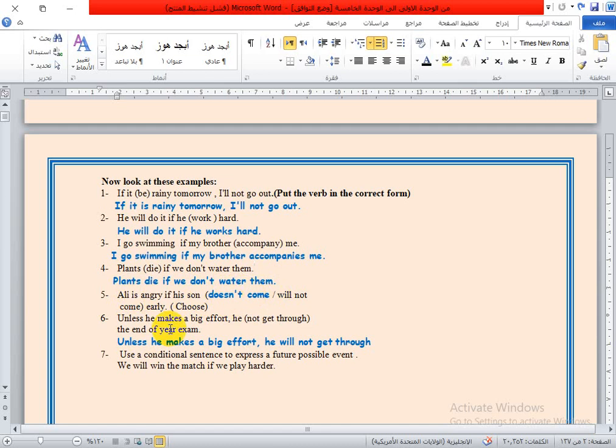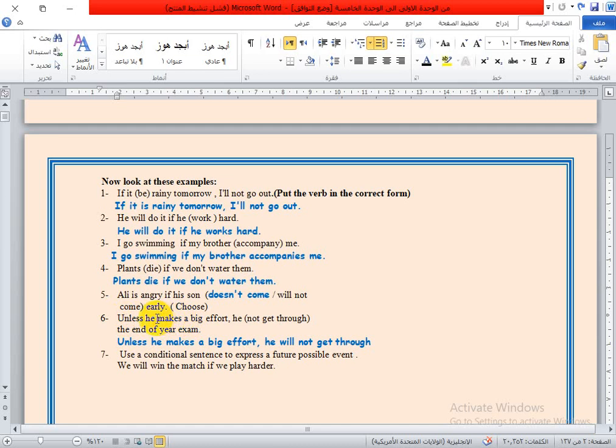Number 6. Unless he makes a big effort, he will not get through the end of year exam. Unless he makes a big effort, he won't pass the end of year exam. Here we have unless. I told you the conditional words can be if, when, or unless. Now we have unless instead of if. The if clause is a present simple.